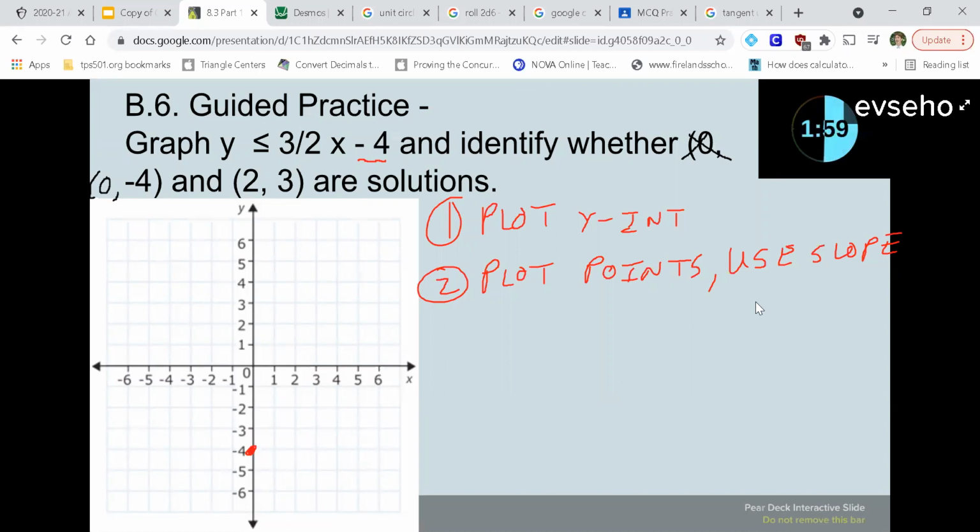We got the y-intercept. First, plot it. And then for the second step, to get the rest of your points, slope 3 over 2. So, yep, from that point, up to the top.